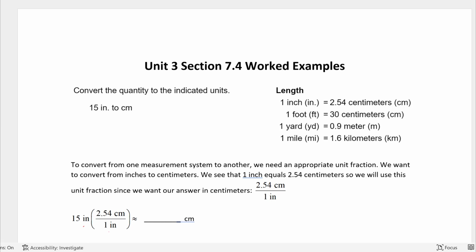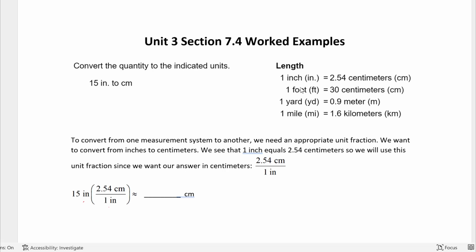Section 7.4 worked examples. In Section 7.4, you're converting from one measurement system to another. So our first example, we're going to convert from inches to centimeters. They've given me some length conversions here, and I notice that 1 inch is equal to 2.54 centimeters.